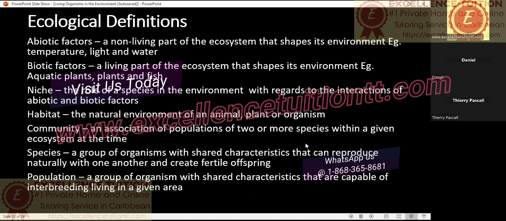And a habitat is the natural environment of an animal, plant, or organism. So the habitat is where you would find a particular organism living, and that would be the environment that they are most suited to. For example, like I said before, you wouldn't find a penguin in the Sahara Desert, you would find a penguin in the North Pole because the habitat of the North Pole is suited for the lifestyle of a penguin.